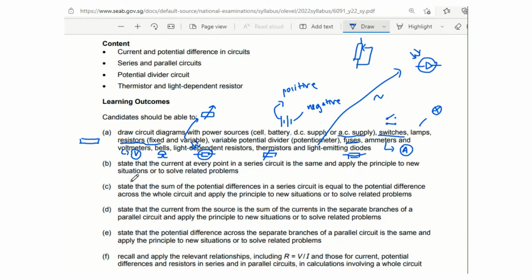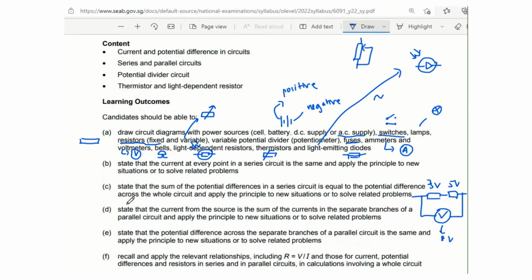Then for a series circuit, the sum of the potential difference in a series circuit is equal to the potential difference across the whole circuit. So if the potential difference across this resistor is 3 volts and the potential difference across this resistor here is 5 volts, then the total potential difference, if I were to connect a voltmeter here, is what I will see here, which would be 8 volts. So you add up potential difference when they are connected in series.